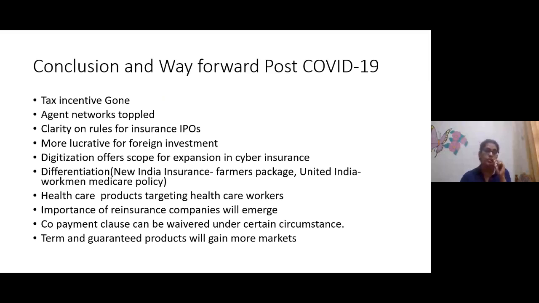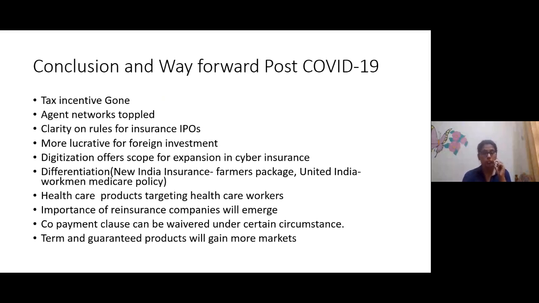And differentiation, like the New India Insurance Scheme, the farmers package, the United India Workmen Medicare policy. So right now we can focus on packages catering to just pandemics, just epidemics, just outbreaks, or healthcare workers, essential workers. There's a lot of differentiation which we can apply. Then the importance of reinsurance companies will emerge once the private sector is fully immersed in providing treatment, because then the importance of these will be highlighted. Right now there's just two, but if they're fully immersed in the business, surely this side will also come forward.